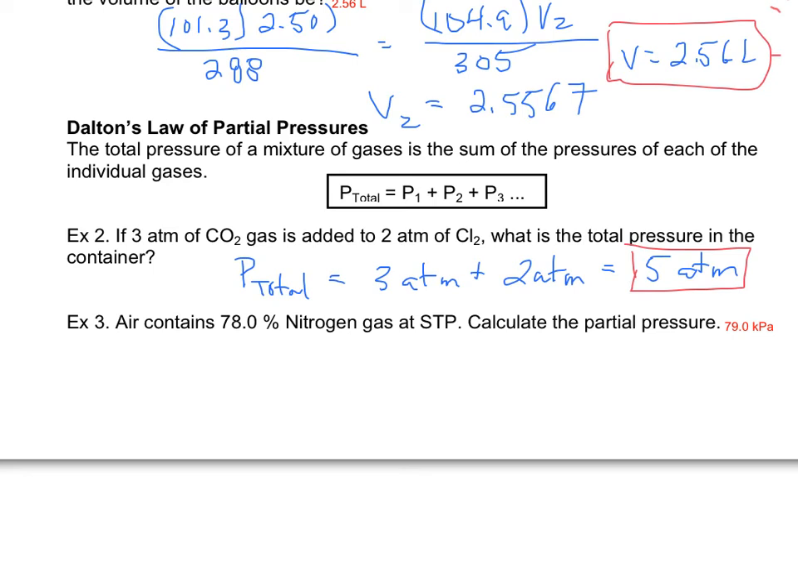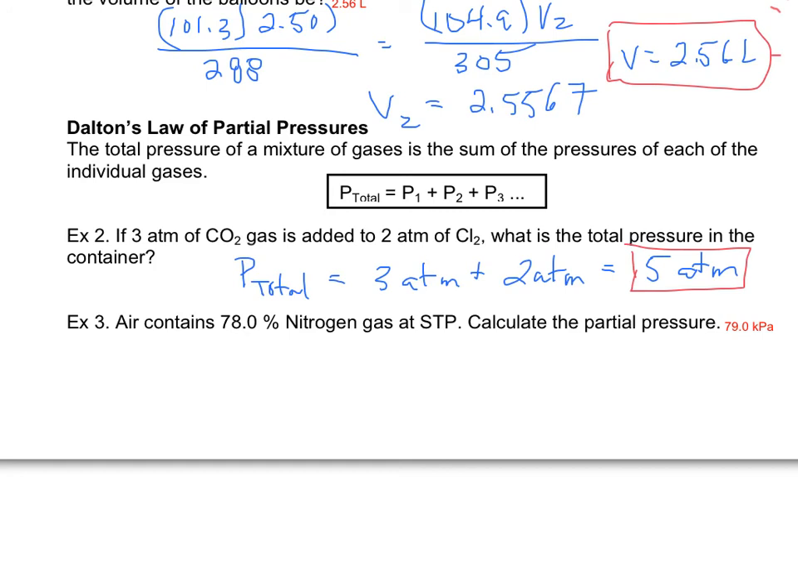An application of Dalton's law of partial pressure is working out things in percentages. We know that air contains 78.0% nitrogen gas at STP. Remember, STP is 101.3 kPa and 0 degrees Celsius. Here we're asked to calculate what the partial pressure of nitrogen is. That is nitrogen's contribution to the air pressure.